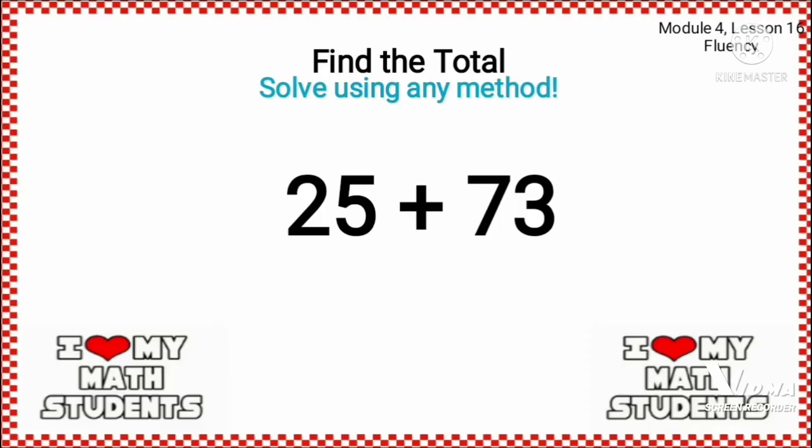Let us find the total. I'll show you some numbers. I want you to tell me the total. Use any method you want. Look at the numbers: 25 plus 73. I'll give you a second. What's the answer? Remember to add the ones and the tens. If your answer is 98, you are correct.